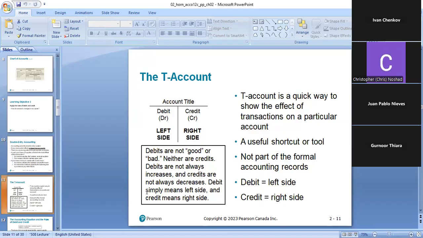What is a T account? I'm going to open an Excel spreadsheet here and work with it so you can get a little more idea about T accounts and how they work. In order to do that, I have to open this Excel spreadsheet. Let me share my screen, and just for the time being we're going to move to that Excel spreadsheet.